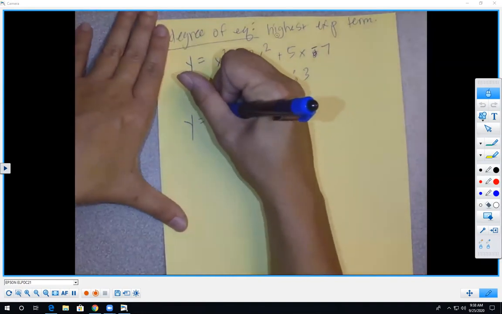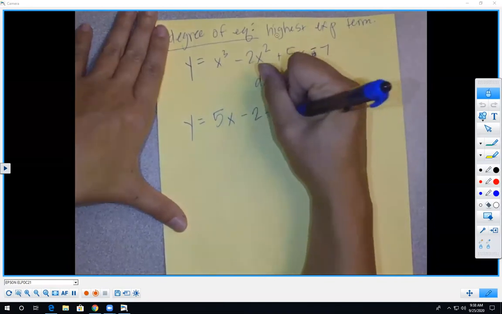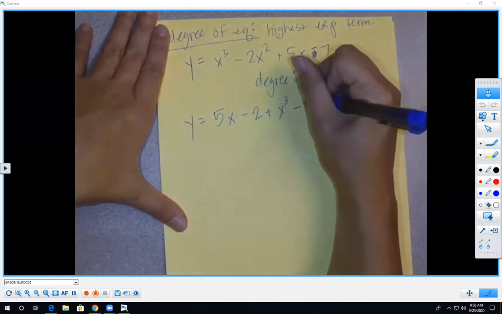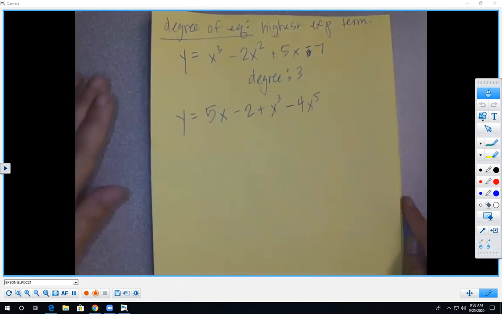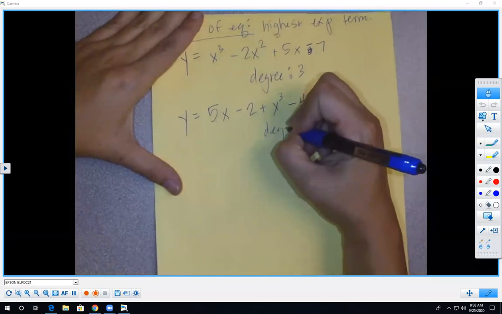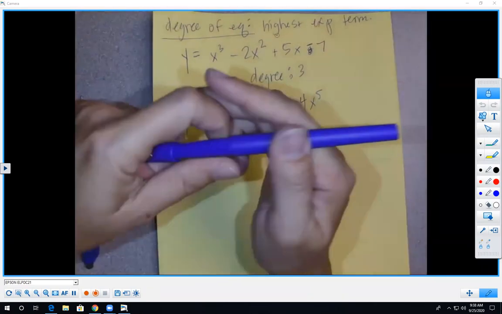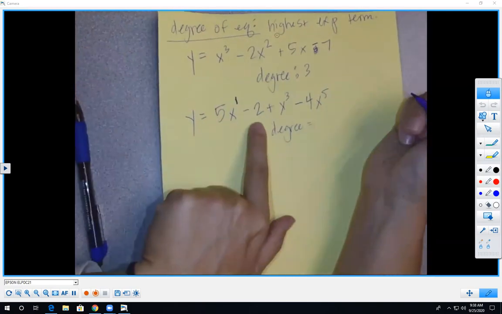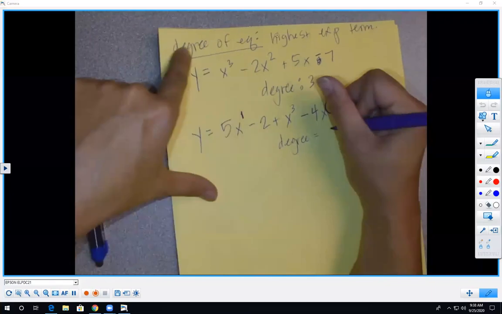What about if I had 5x minus 2 plus x to the 3rd minus 4x to the 5th? What's the degree of that equation? Yeah, 5, because the exponent for 5x is just a 1. For 2 it's 0. For x to the 3rd it's 3. For 4x to the 5th, it's 5.